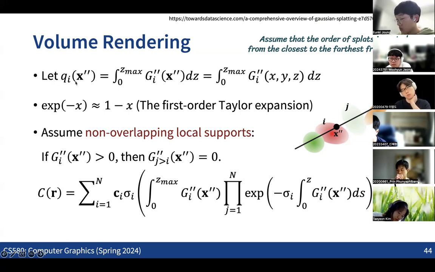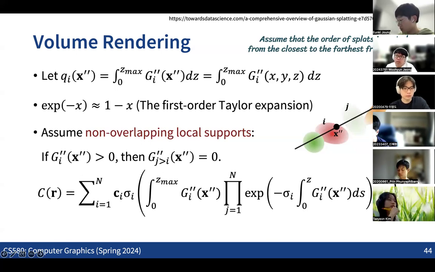And just to simplify the formulation, we are also going to use the first order Taylor expansion to simplify the exponential of minus x, approximating this as 1 minus x. So this is also an approximation. And one big assumption that we are making is the assumption of local support and zero overlap across the volume splats.